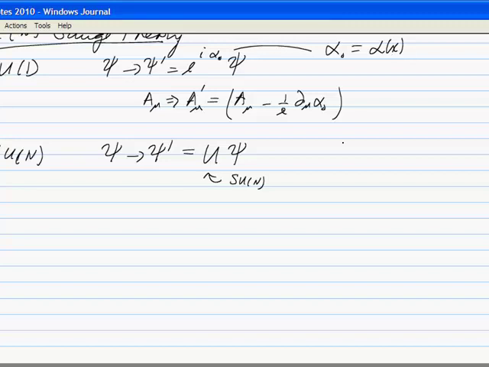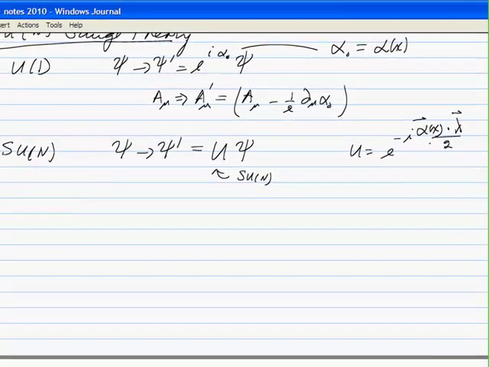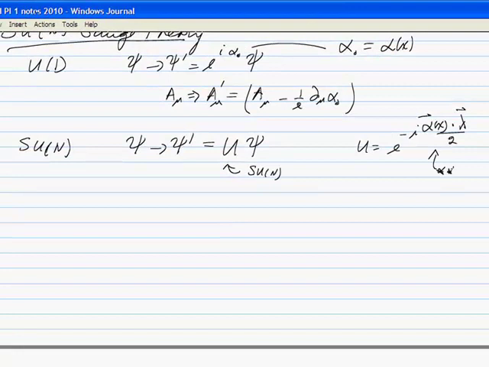Okay, so here, to make this a gauge theory, we're going to take U is e to the minus i alpha of x dot lambda, and if you'll excuse me, I'm going to stick divided by 2. Clearly, that's the same thing, but it just makes the notation look better later on. It gets rid of some of these factors of 2. So the basic point is that this is going to be a function of x.